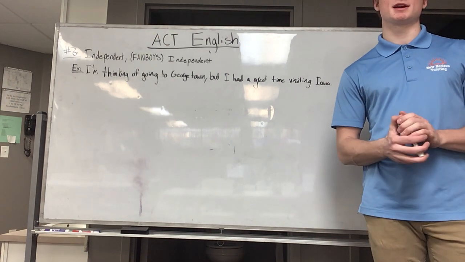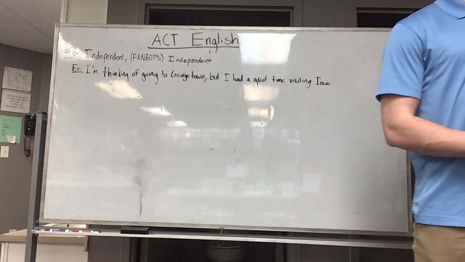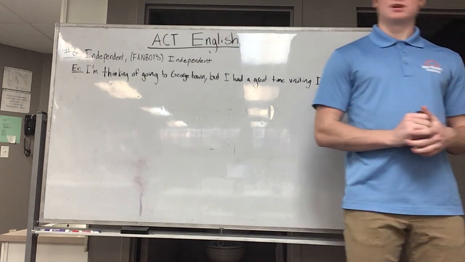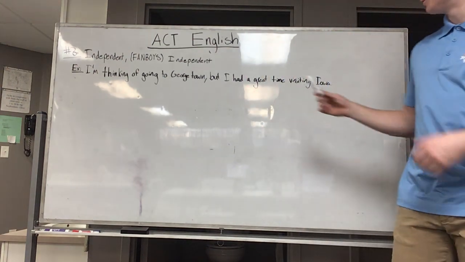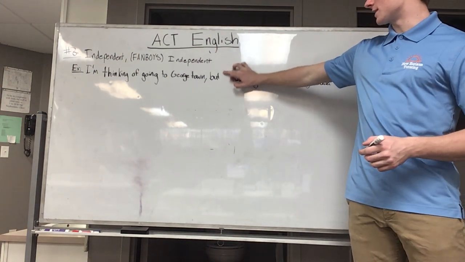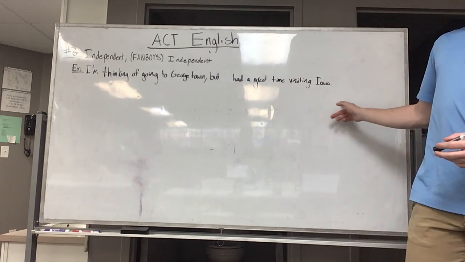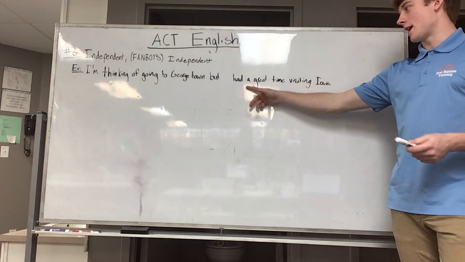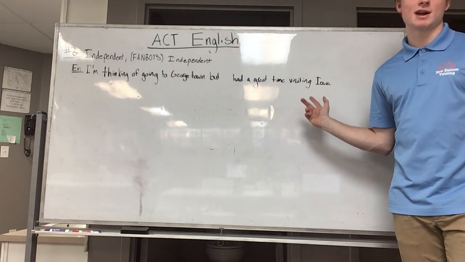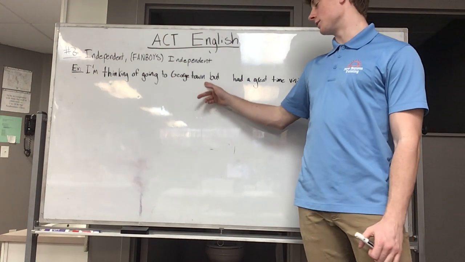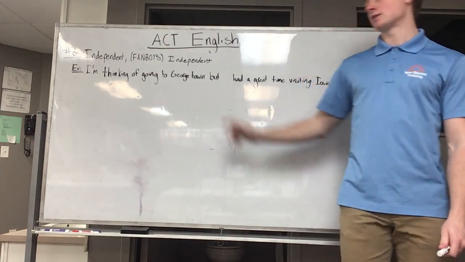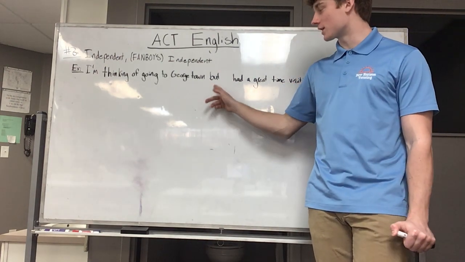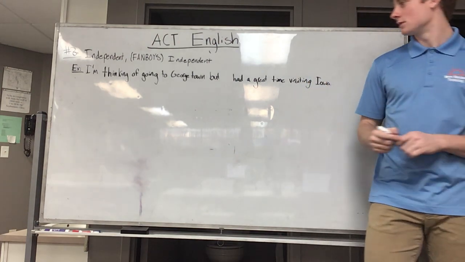If you see an independent clause and then a fanboy, so one of those connecting words, and then a dependent clause, you don't need a comma. So if this said, I'm thinking of going to Georgetown, but if you just erase that I, had a great time visiting Iowa, then you don't need this comma anymore. Because this part, had a great time visiting Iowa, is a dependent clause now. And that makes it so that we don't need a comma to separate the two. We just need that connecting word. So if you ever see an independent, then a dependent, with the connecting word, you don't need a comma to separate them.